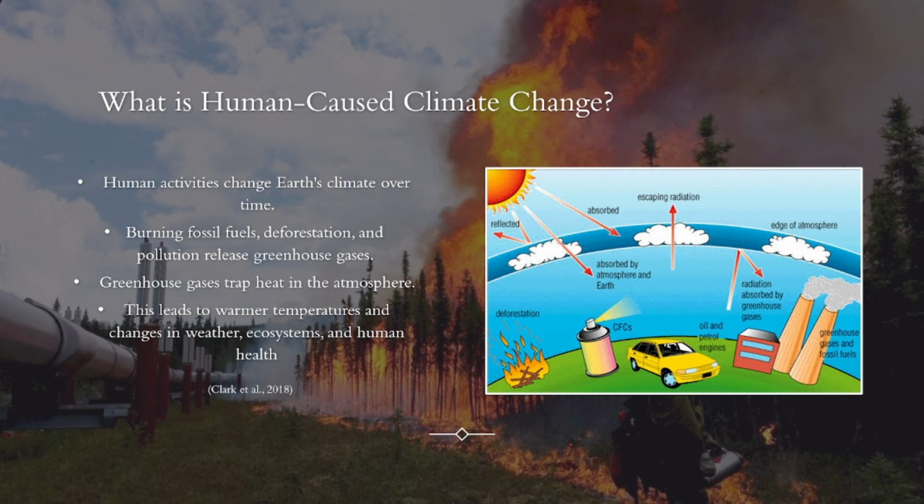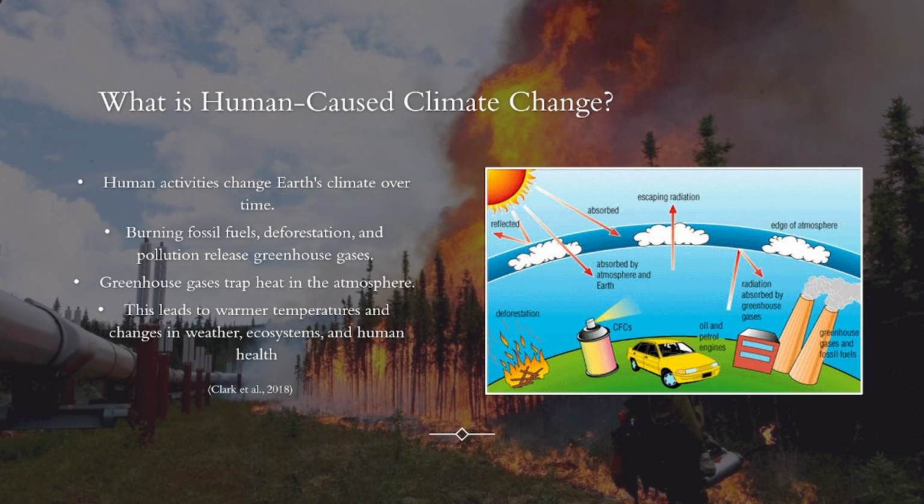Before we discuss how climate change happens, it's important to understand what human-caused climate change actually means. Human-caused climate change refers to the long-term changes in Earth's climate that are mainly caused by human activities, such as burning fossil fuels, deforestation, and pollution. These activities release greenhouse gases, including carbon dioxide, into the atmosphere.